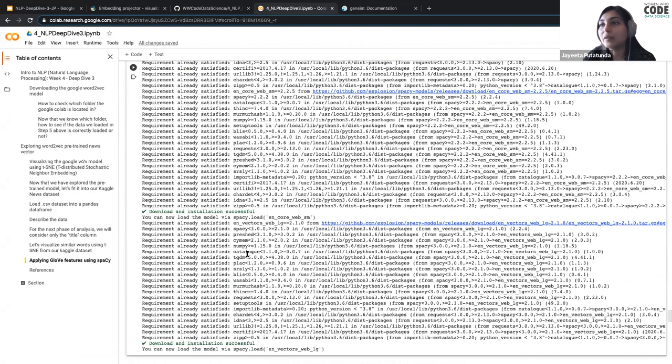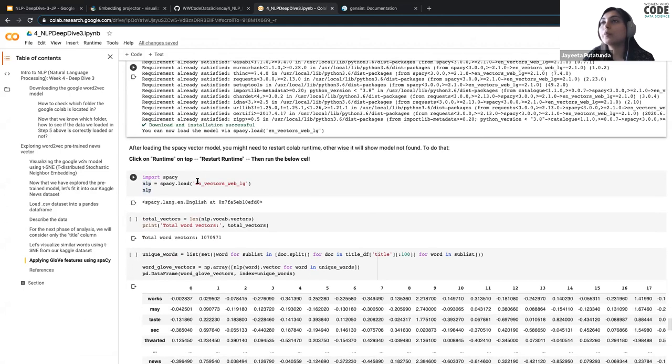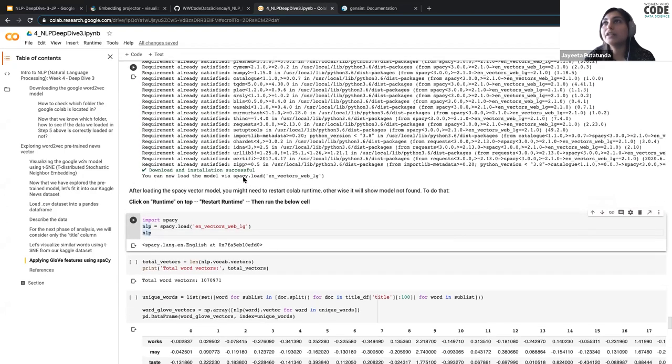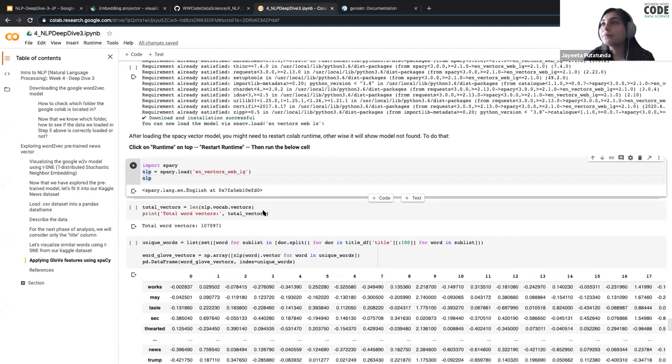So let it download. It might take some time. And at the end, it shows that you can now load the model via spacy.load en_vectors_web_lg. So that's what we did here. Another quick thing: once you download this file from spaCy, I'm not sure if you have to, but you might need to restart your runtime, because it needs to reload in order to fetch it or see that it exists in the folder. To restart, you just go to Runtime and select Restart runtime. You may lose some of your previous values or variables, so you might need to rerun loading the data into the CSV file once again. But that's how you can do it.